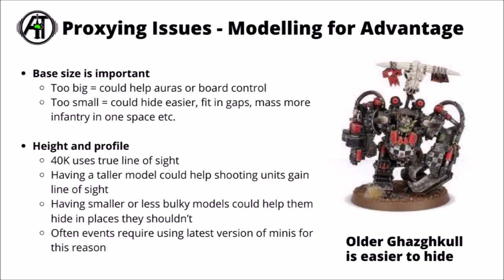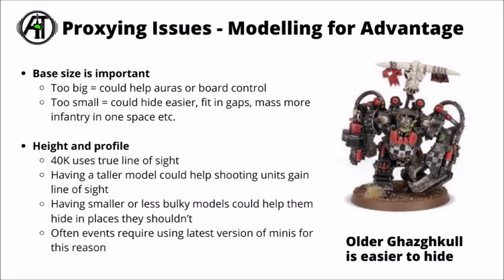Otherwise, perhaps height and profile is the other big one. 40k using true line of sight for the most part means that the exact size and shape of a miniature is kind of important. Again, it wouldn't always necessarily cause advantages to have differences, but say having a taller model that's a powerful shooting unit could help you gain line of sight, or having a smaller or less bulky model could potentially help things hide that want to, which could be powerful for melee troops.